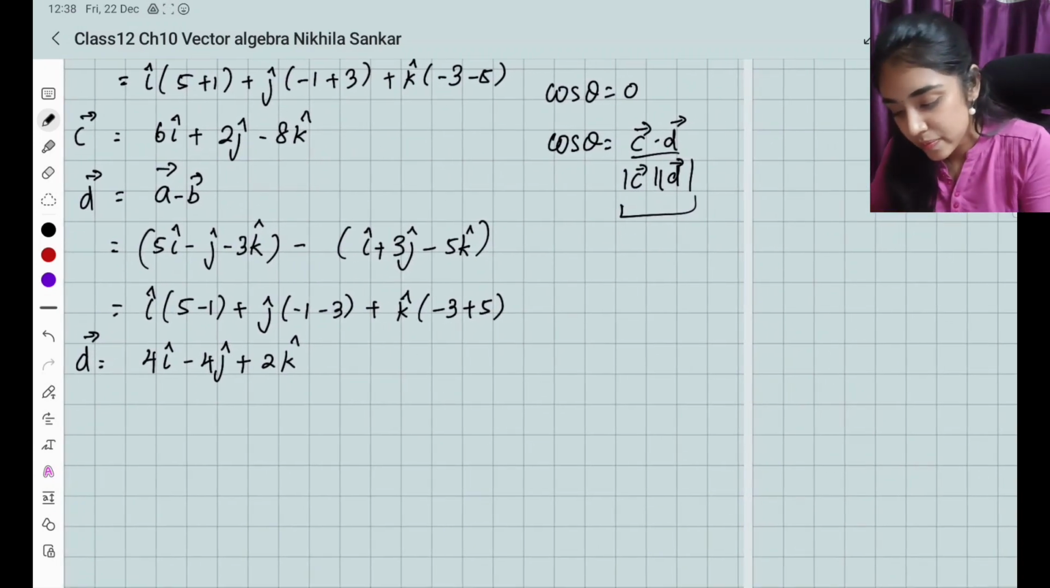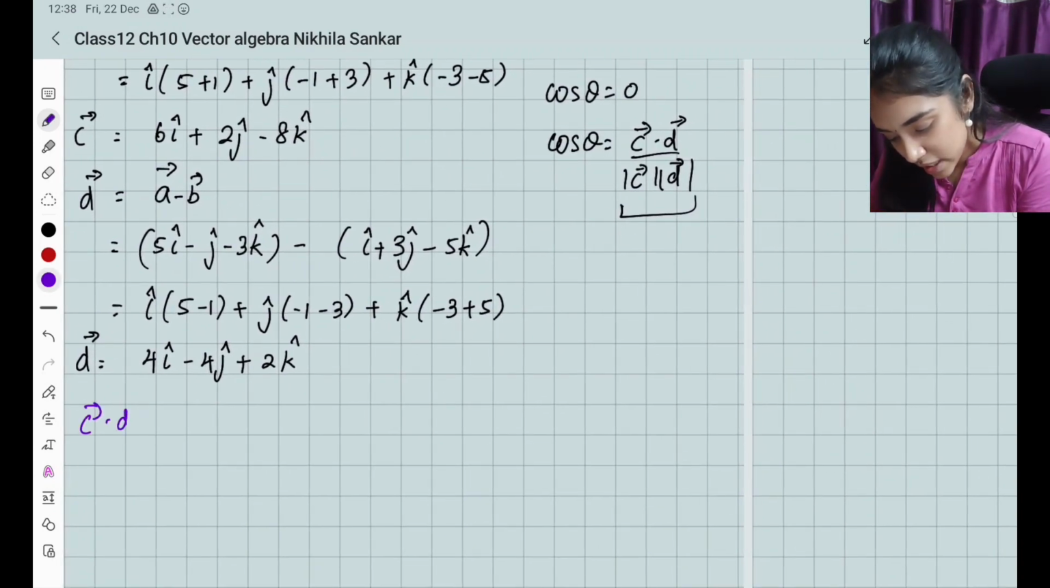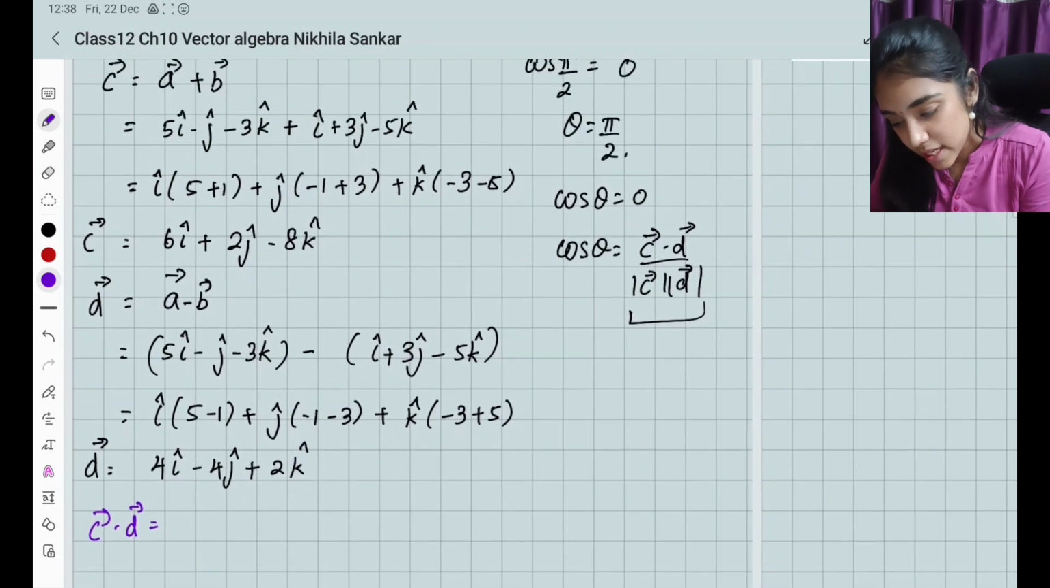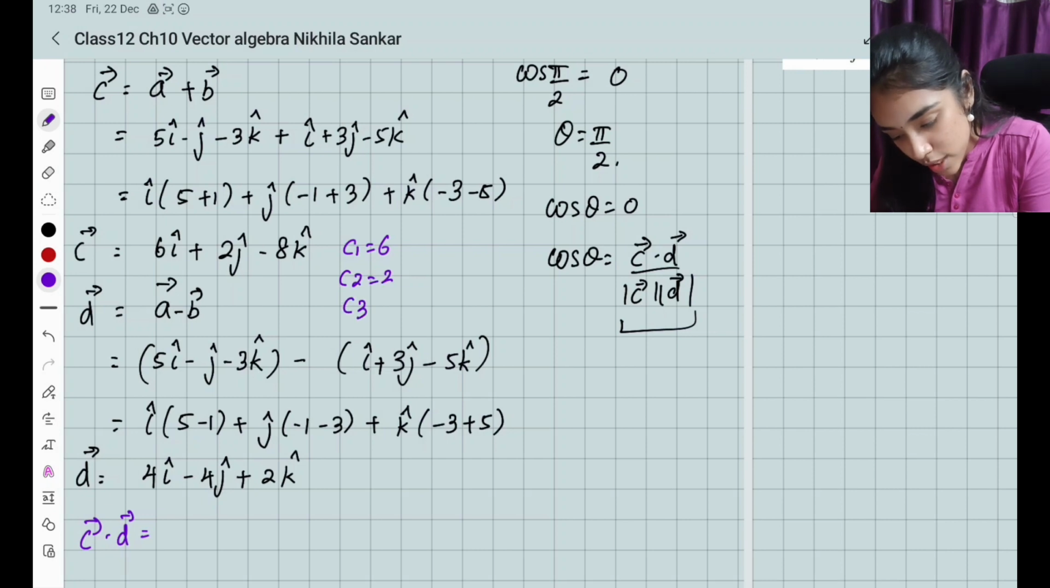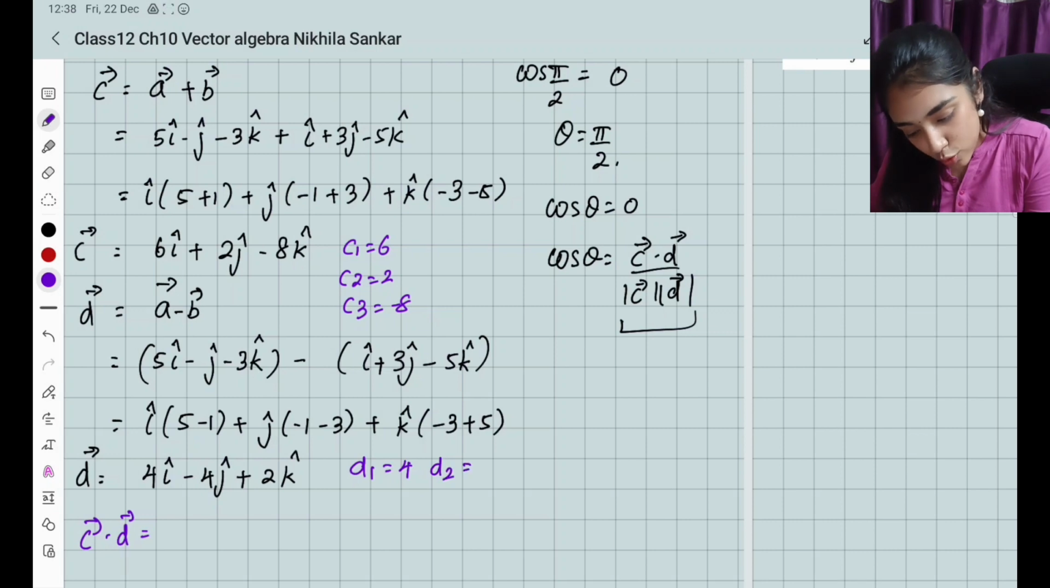So I have C இருக்கு. So C dot D is going to be, C ஓட valuesல என்ன? I have C values to be C1 equals 6, C2 equals 2, C3 equals minus 8. இதே இடத்துல D1 equals 4, D2 equals minus 4, D3 equals 2. So I need to do C1 D1 plus C2 D2 plus C3 D3.